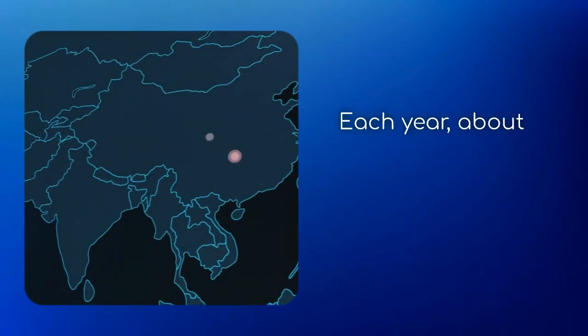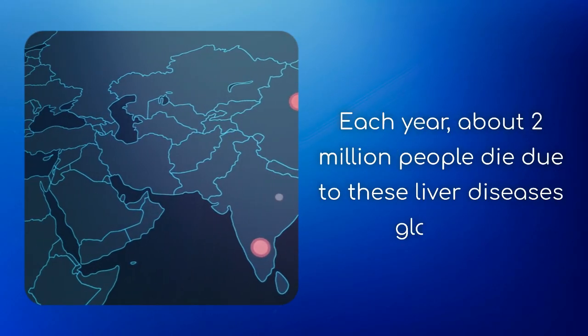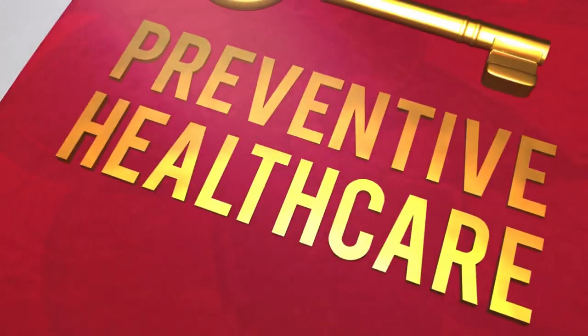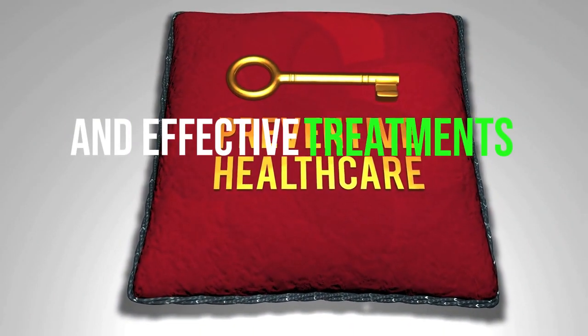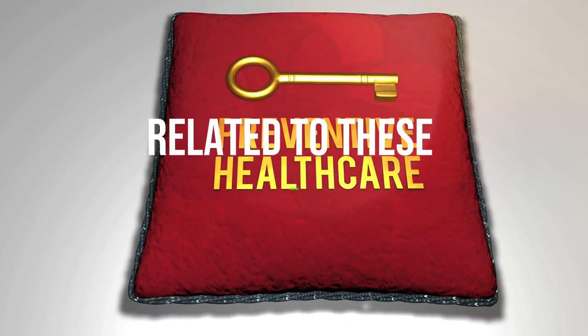Hepatitis and hepatic steatosis, more commonly known as fatty liver disease, are the two most prevalent liver diseases. Each year, about 2 million people die due to these liver diseases globally, highlighting the importance of prevention, early diagnosis, and effective treatments to reduce mortality related to these conditions.